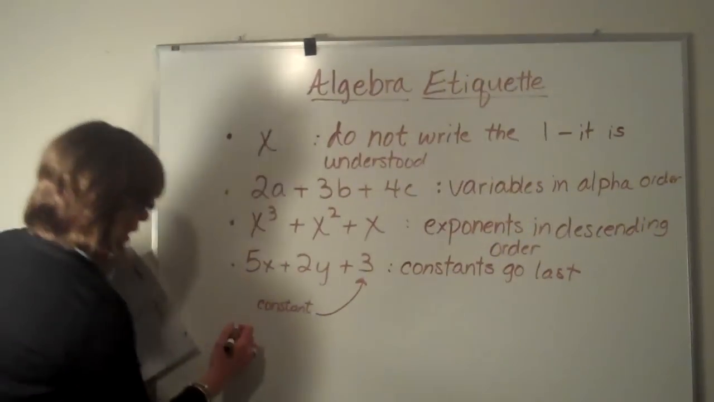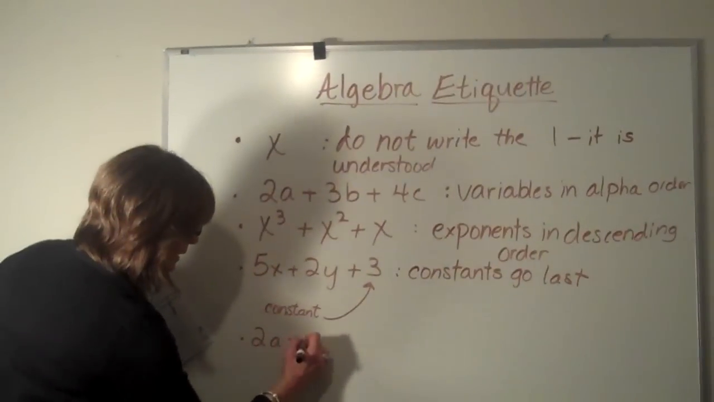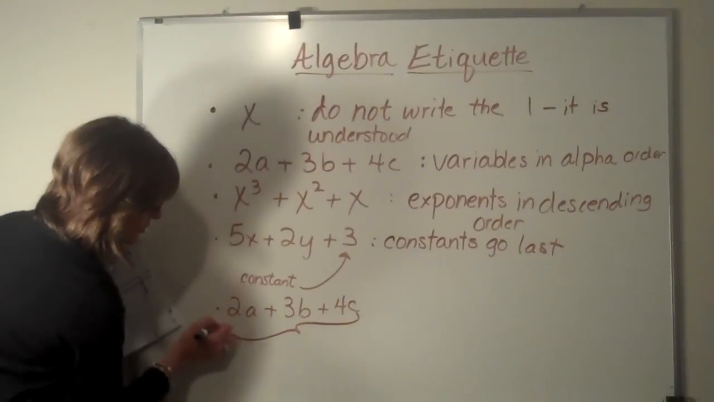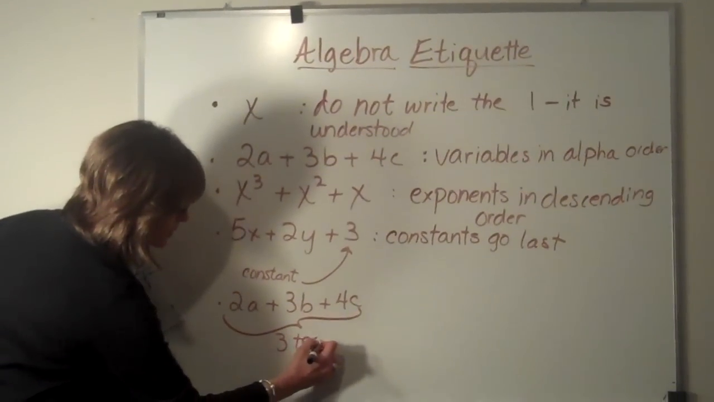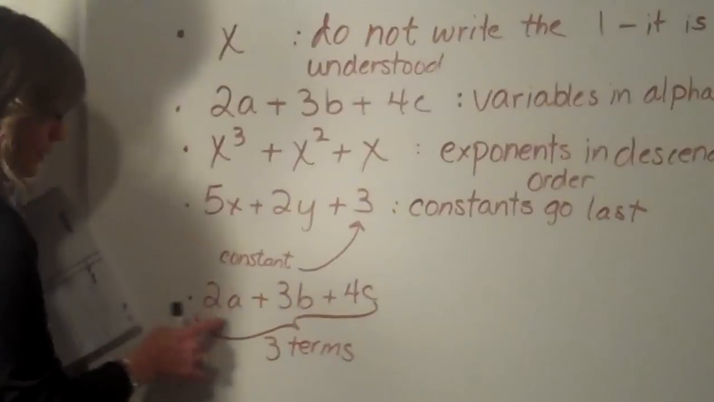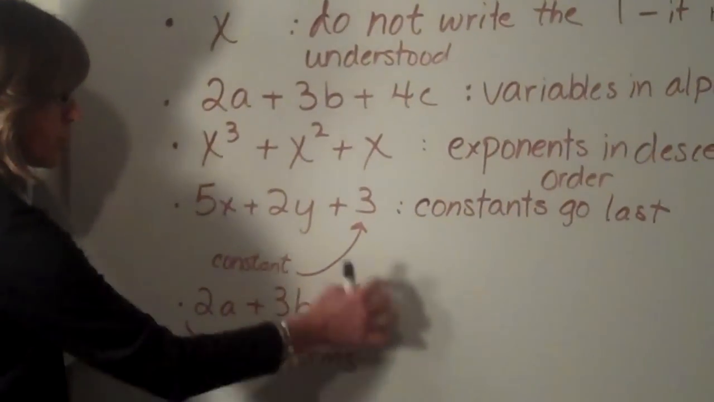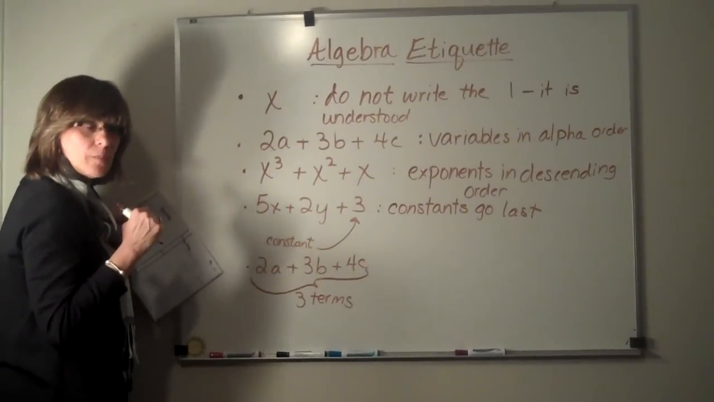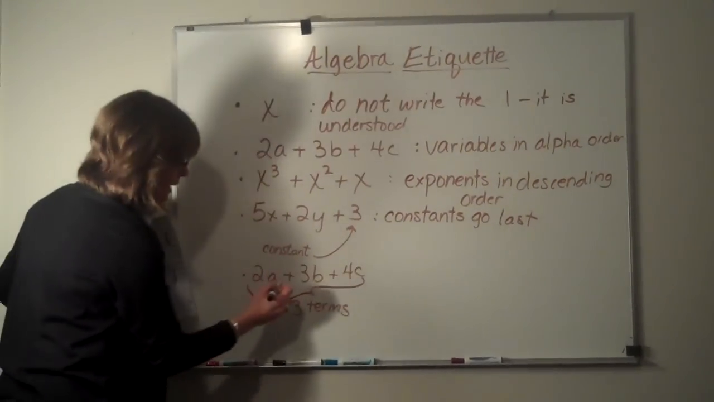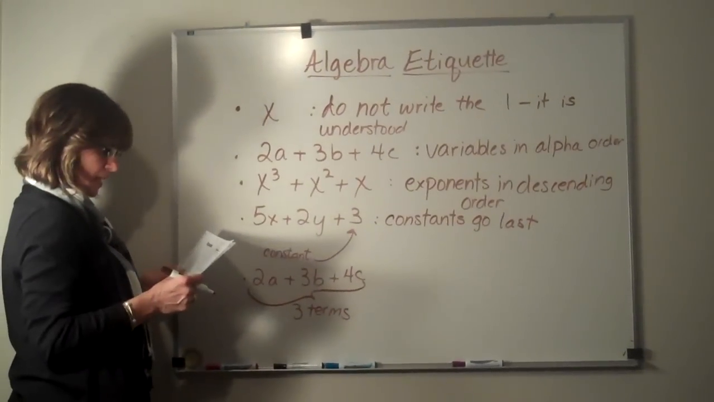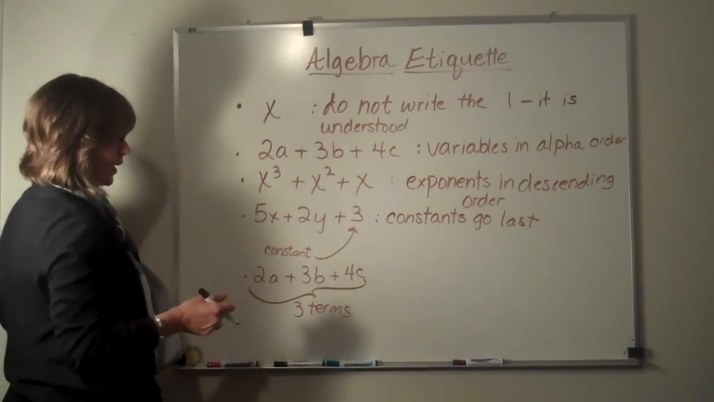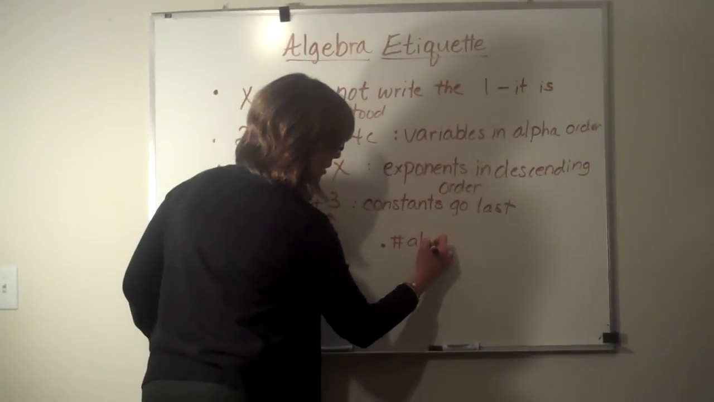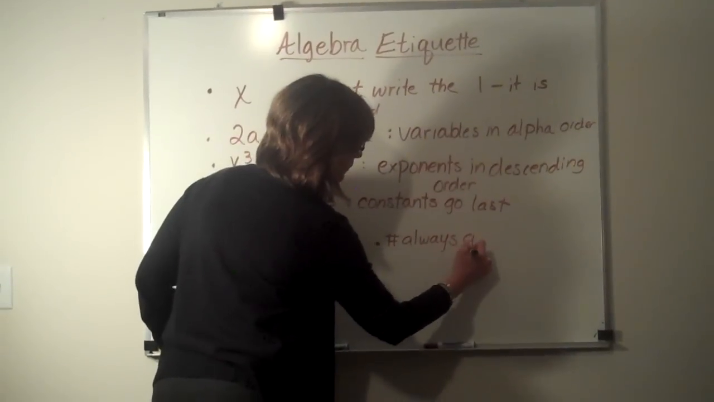And then I just want to make sure that you understand that when you have something like this, this is considered to be 3 terms. Term 1, term 2, term 3. Even though there are 2 things here, it's still considered 1 term because terms are separated by addition or subtraction, not multiplication or division.